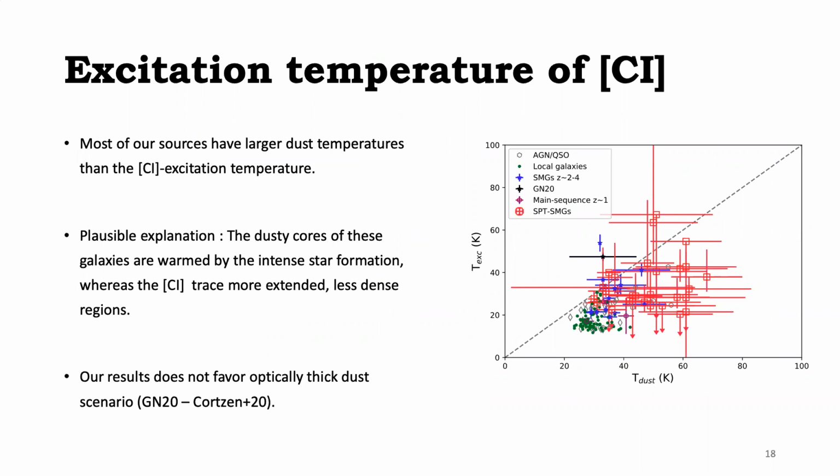This could be due to the fact that dust being in the center could be more heated by intense star formation activity, whereas the C1 being a more extended gas could be in a more extended region. Also from this plot, we don't really find candidates which have extremely high excitation temperature like the GN20 in comparison to the dust temperature, which doesn't advocate very strongly towards optically thick dust models.